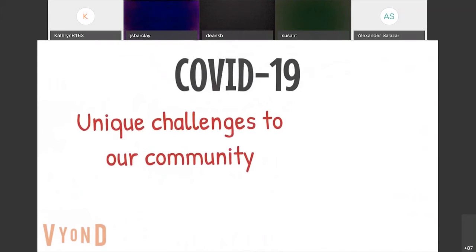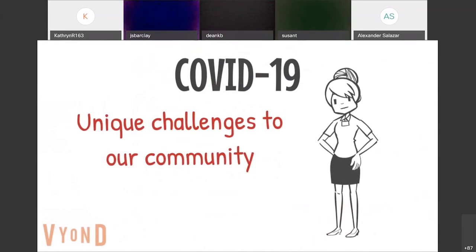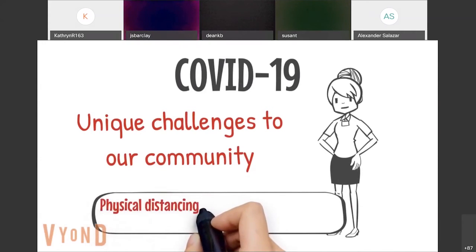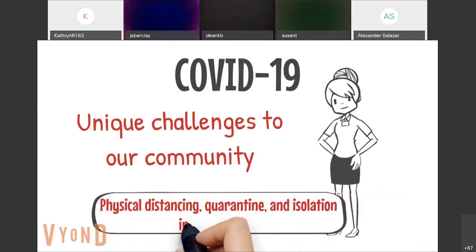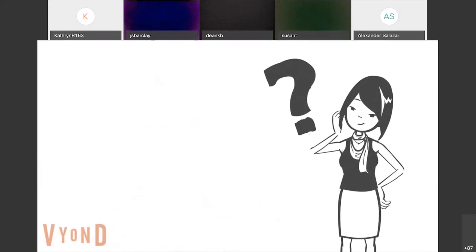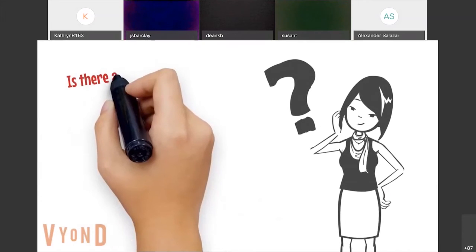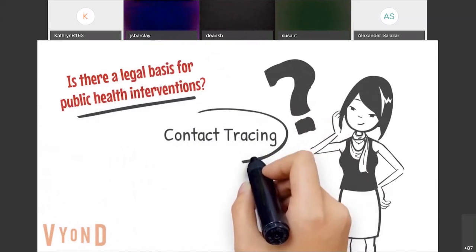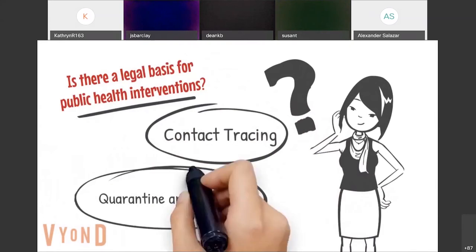COVID-19 has brought many unique challenges to our communities. Most of us have never experienced such a broad community use of physical distancing, quarantine, and isolation in our lifetimes. Let's begin with the straightforward question. In the United States, is there a legal basis for public health interventions, such as contact tracing and quarantine and isolation?